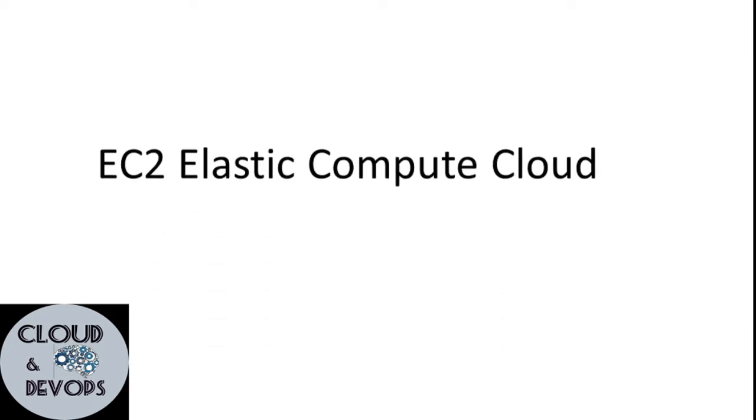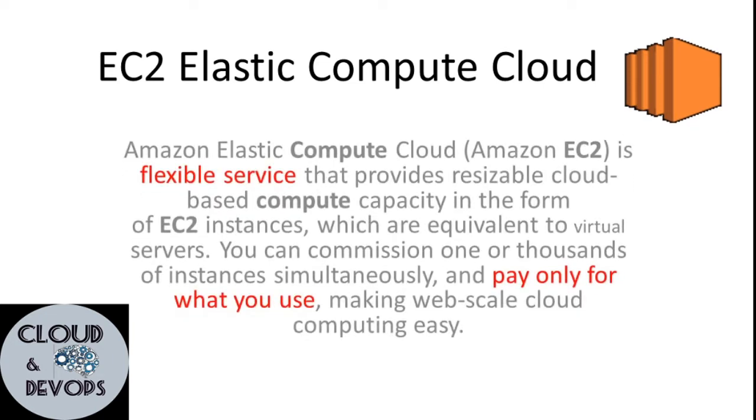So let me tell what is EC2. It's a flexible compute service that provides resizable cloud-based compute capacity. Which means we can increase the type of the server at any point of time, and we can create thousands of servers simultaneously. And we can get all those servers from pay-as-you-go pricing or different contract level servers as well. We can get it from the cloud. So let me get into the demo part today.